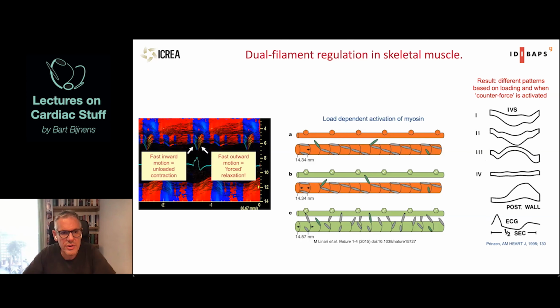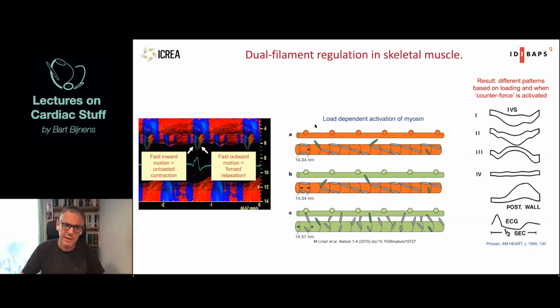Now, it's easy to understand that we have fast inward motion, because that means you have activation and force development, and since there's no loading, in the sense that the neighboring segments are not contracting and haven't increased the pressure yet, you have a very low load in contraction. So this segment can contract very fast. This fast inward motion is normal, because you have force development without a counter force, so it happens faster.